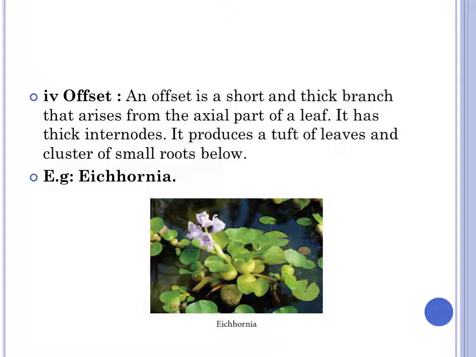Offset. An offset is a short and thick branch that arises from the axillary part of the leaf. It has thick internodes. It produces a tuft of leaves and a cluster of small roots below. Eichhornia.